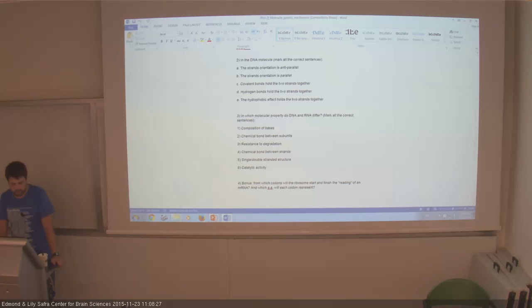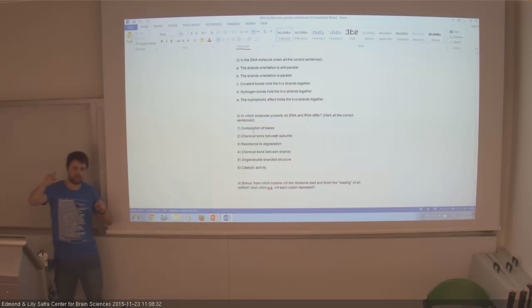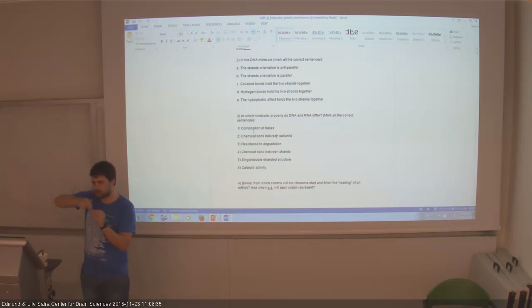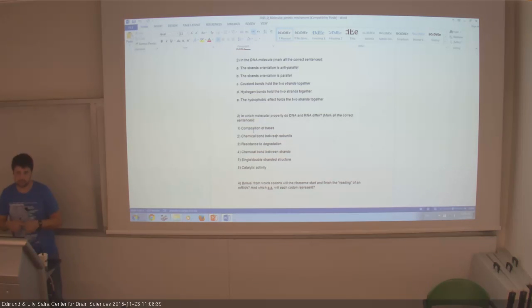Yeah, but for the actual bond, when I say that chemical bond is a subunit, I mean the backbone, the bond that keeps the backbone of the molecule together. In the backbone bonds that are listed, we have this deoxyribose, which affects the degradation. Okay, so this is resistant to degradation. And the chemical bond between the strands, which type of chemical bond is between the strands?